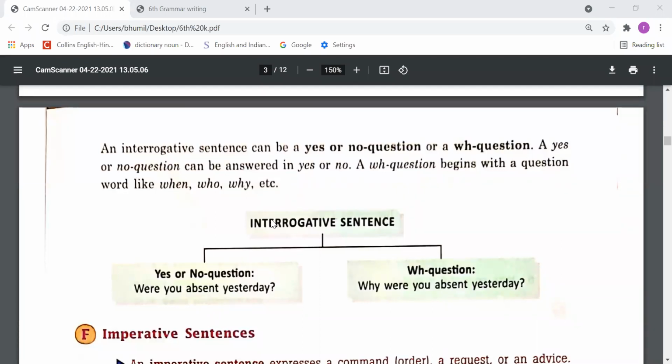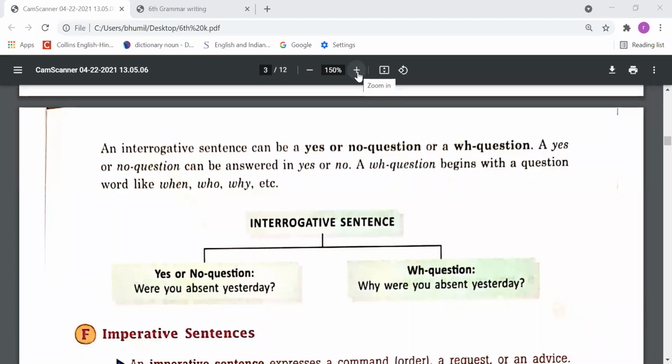For example, if I say, do you play cricket? Or if I say, do you go to school? So you can reply in yes or no. Yes, I go to school. Yes, I play cricket. Or you can say no, I don't go to school. Or you can say no, I don't play cricket. Right? But in WH questions, you can't reply in yes or no.